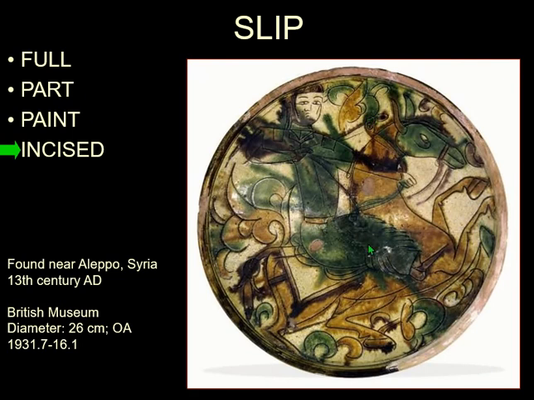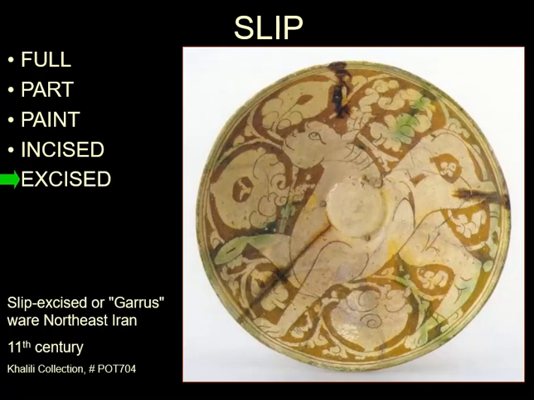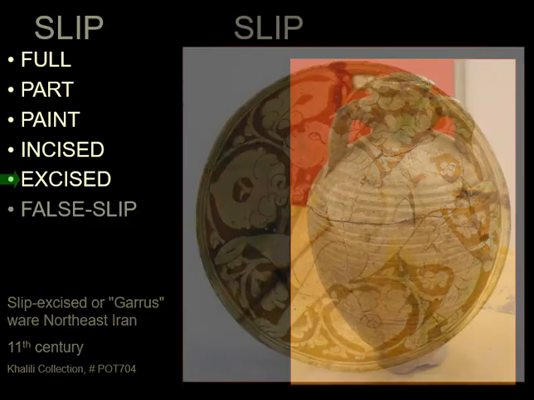This is slip incised, in which a vessel is covered with slip, and then you incise through the slip to reveal the darker body underneath. And that's what this design is. The man on the horse with a bow is actually created by incision through the slip to reveal the underlying red clay body. And then it's been painted with colorants. This is slip excised. This is where it's been removed in large areas.